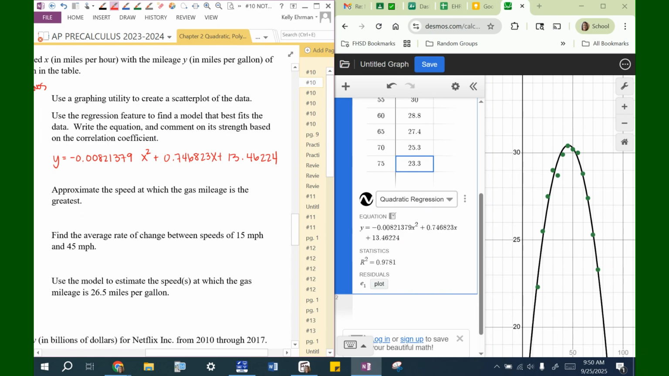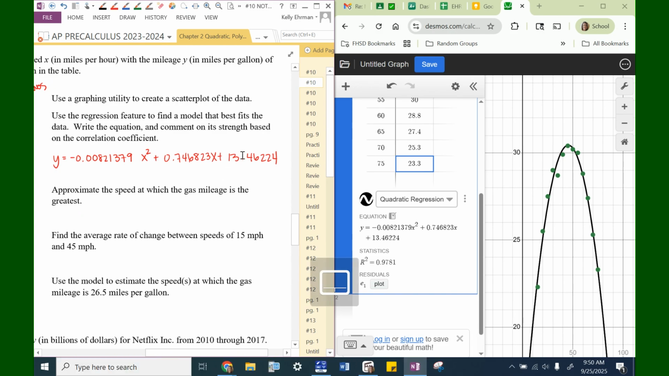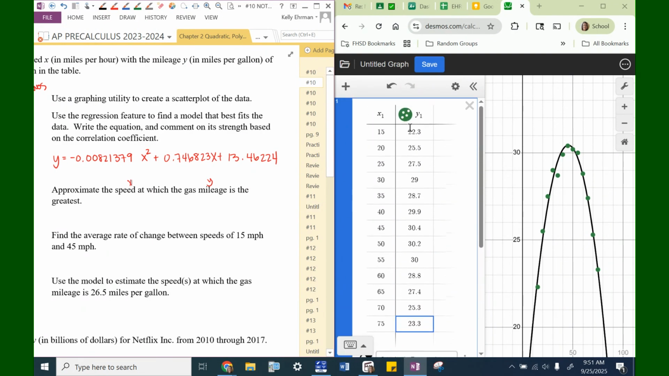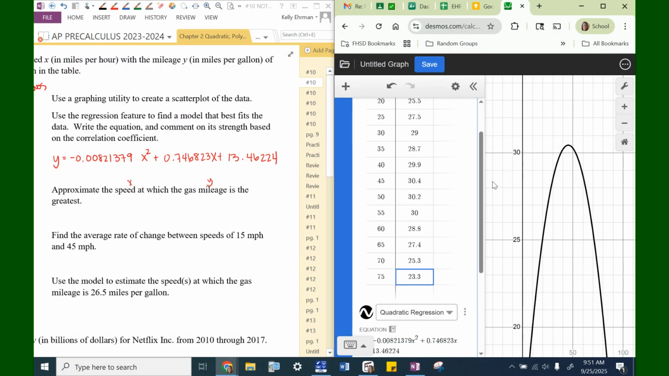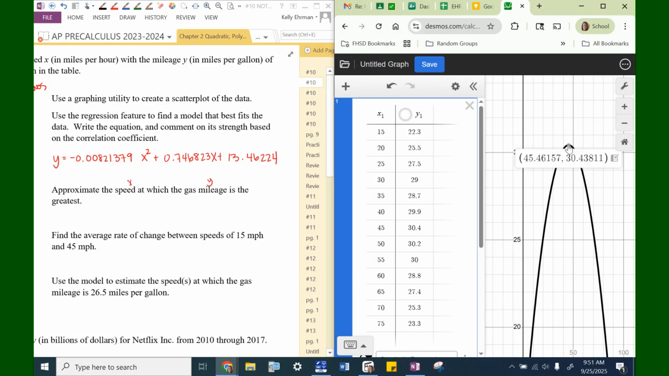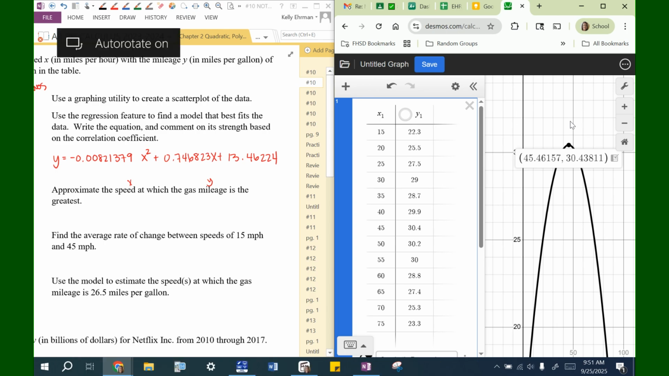All right. Approximate the speed at which the gas mileage is the greatest. So remember, the y values are the gas mileage and the x values are the speed. Where would it be the greatest? Well, on this model, it would be at the vertex, at the peak. So let's turn off the points because they're kind of in my way. Do that by clicking the color for the points on the table. And remember, you can find a vertex of a parabola just by clicking near it. If you want that point to stay so that you can write it down, you click on it.